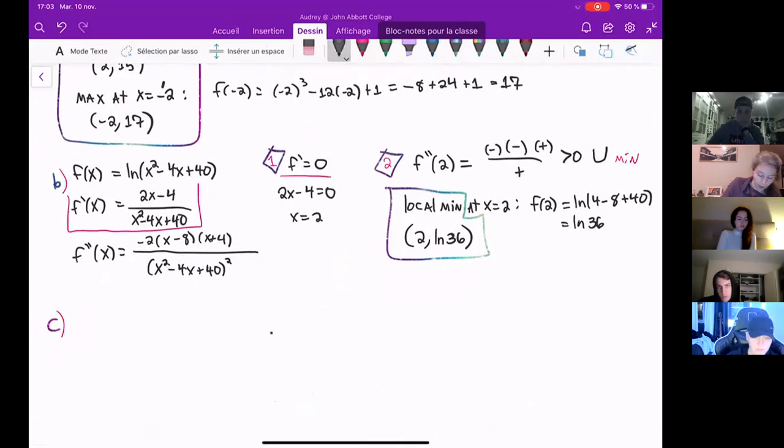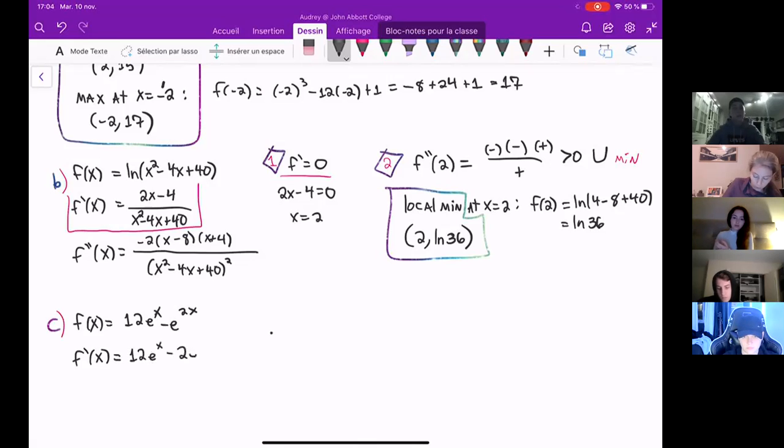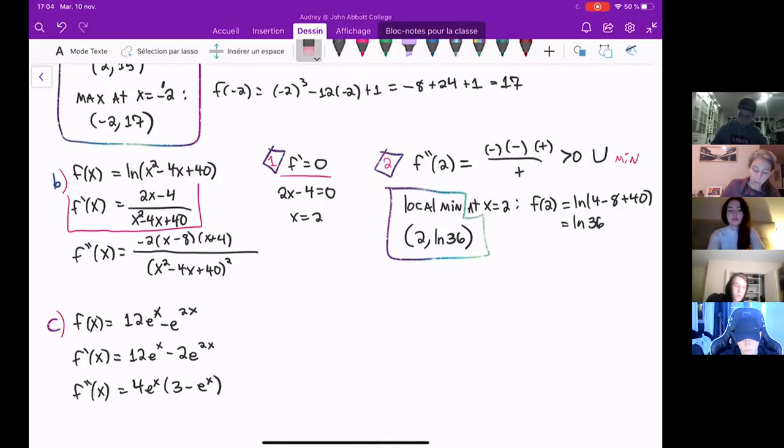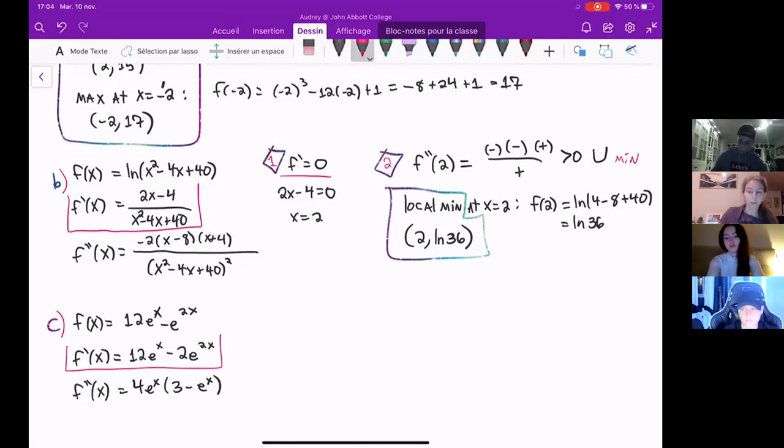So here I'm going to have f of x is equal to 12 e to the x minus e to the 2x. F prime of x is equal to 12 e to the x minus 2 e to the 2x. And f double prime of x, we'd already simplified that one. So this is 4 e to the x times 3 minus e to the x. And so now for step 1, I'm once again looking at f prime to find my critical values. So here I'm saying f prime is equal to 0. And I'm going to need to simplify this f prime.